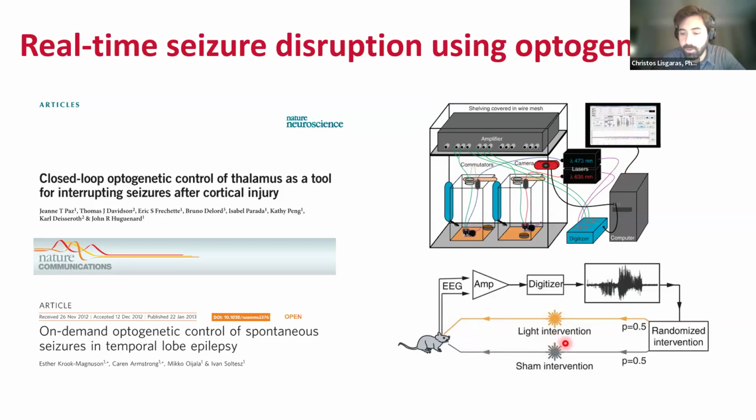You have some seizures where the light went on and some seizures where the light did not go on, to have a control. And then based on this approach, you can determine whether switching on or switching off the activity of a specific cell type has any effect on interrupting a seizure. So you can take a look at these papers, and there are many others as well to look at the specific approach.